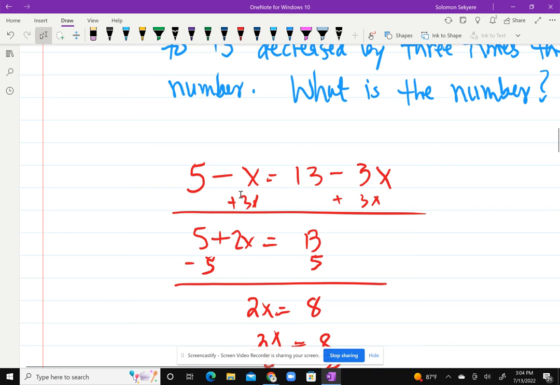How do we solve it? We want to collect our variable on one side. Let's just collect it on the left side. It is negative on the right side, so we add 3x to both sides. If you don't know how to do negative 1 plus 2 or plus 3, we have a problem. Let me know and we'll review that. So now it becomes 5, negative x plus 3x is positive 2x, is equal to 13, because that goes away.